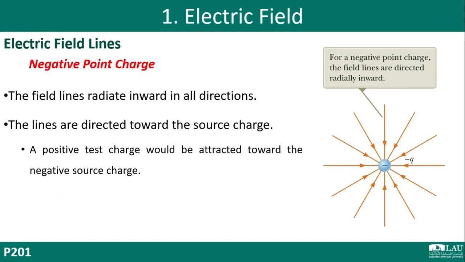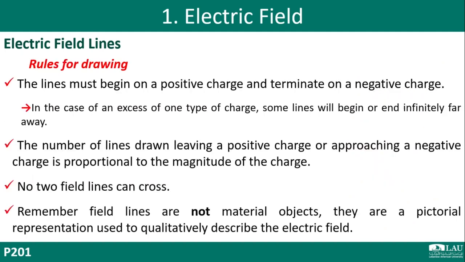To represent the electric field lines of a negative point charge, the field lines radiate inward in all directions, and in this case, the lines are directed from the test charge Q0 to the source charge, and in this case, we will have an attraction, a force of attraction between the two charges.